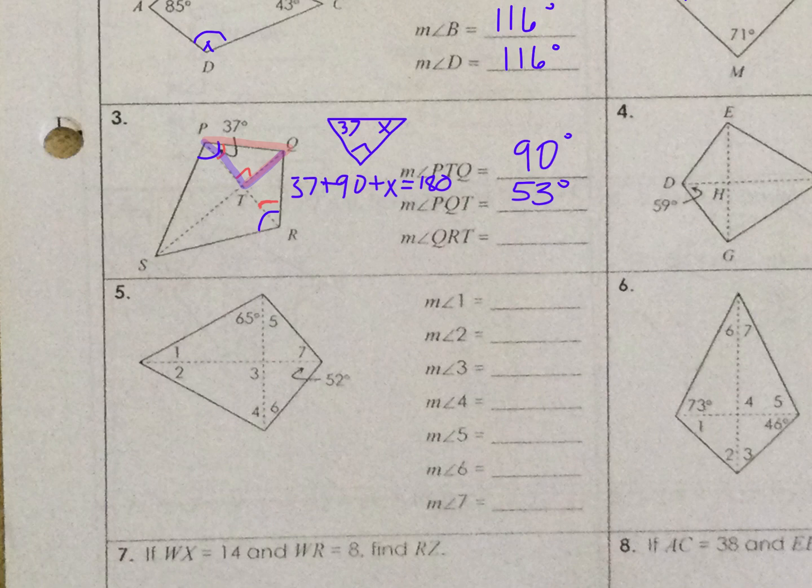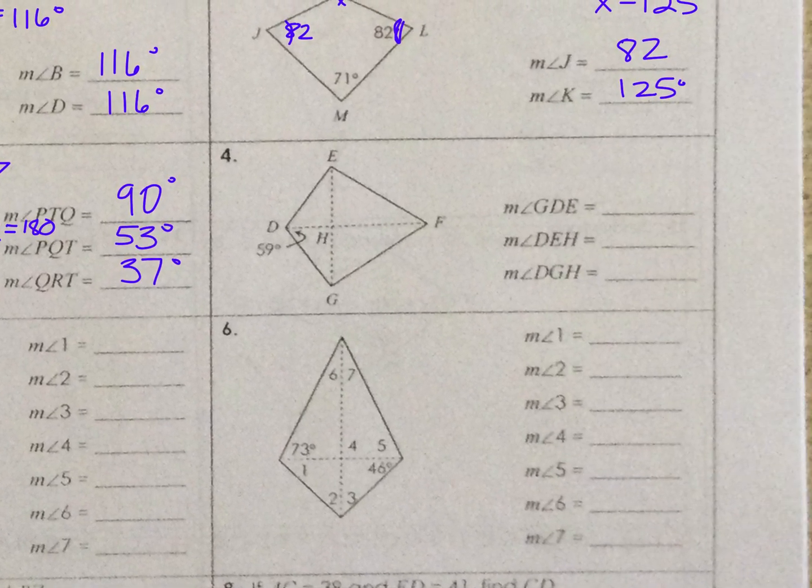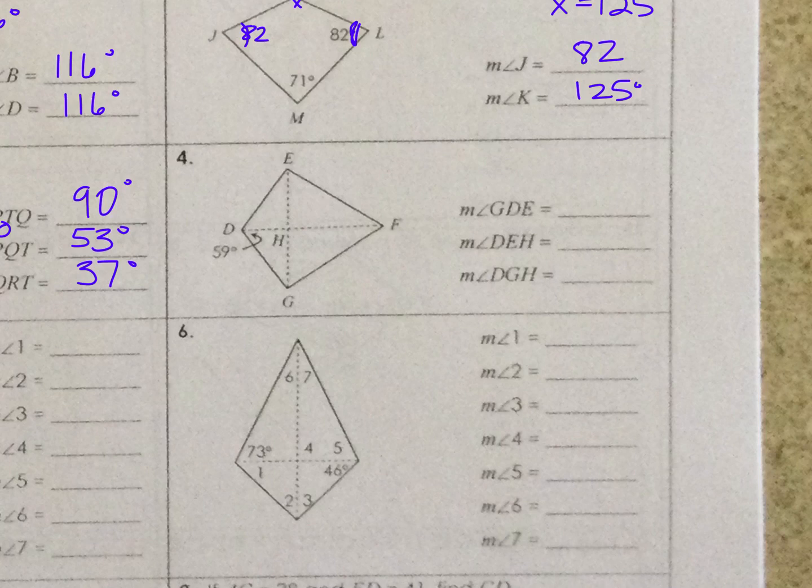All right, let's figure out the last one. QRT. Okay. Well, we know that QRT, that angle, matches that angle. So if that one up there is 37, this one down here is 37. Let's do one more to practice.